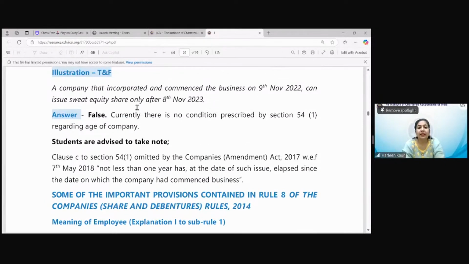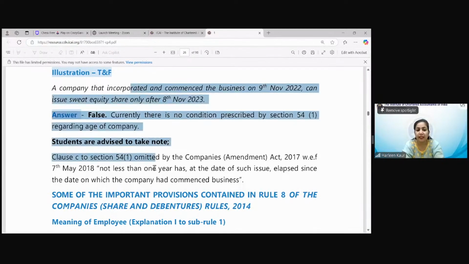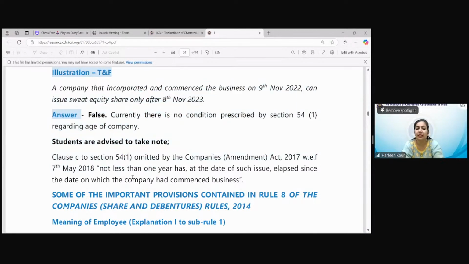A company incorporated and commencing business on 9th November 2022 can issue sweat equity shares only after 8th November 2023. It says, Paul, there is no such condition given regarding the age of the company. So this question is pertaining to this point. It's trying to tell you earlier there was a certain kind of condition, but now it has been removed. All right, clear everyone?